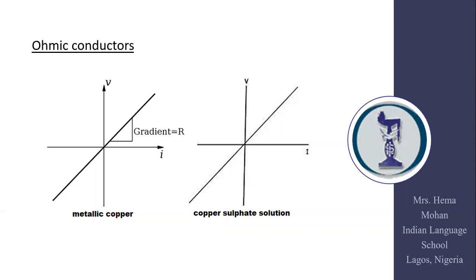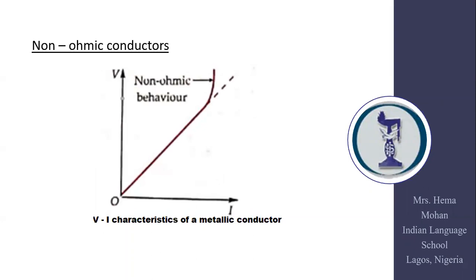But the same conductors will also show non-ohmic behavior if I increase the amount of current that is going to flow through it. You can see here, this is again the characteristics of a metallic conductor. But do you see that as the current is increasing, it is showing non-ohmic characteristics? I hope you would have seen the previous lesson where we talked about the temperature coefficient of resistivity and the temperature dependence of resistivity. So what happens over here?